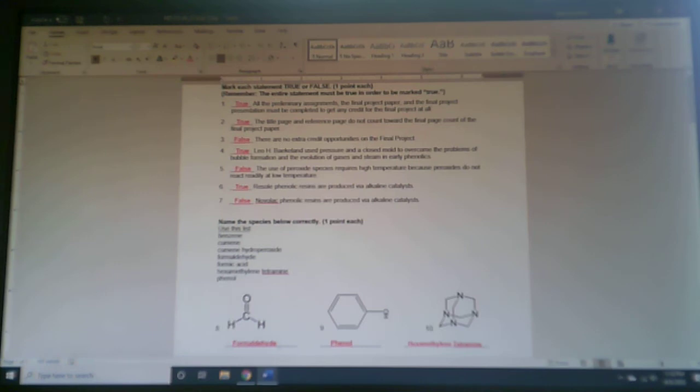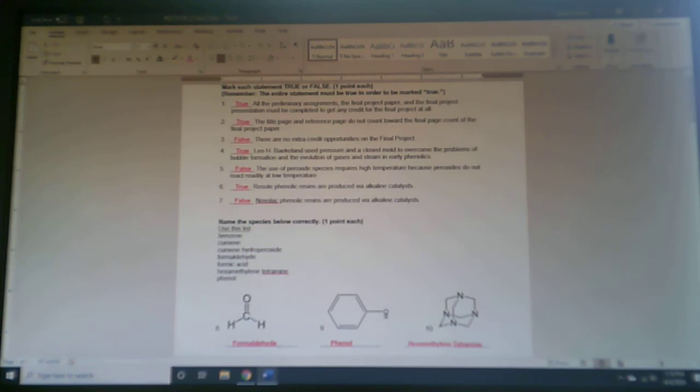Numbers 6 and 7. There was a strategy to these. If you didn't know the answer, you could answer true to both or false to both, and you'd get one right, because one is true and one is false. Number 6 is true. Resol phenolic resins are produced via alkaline catalysis. Number 7, however, is false. Novolac phenolic resins are produced via acid catalysts, not alkaline.